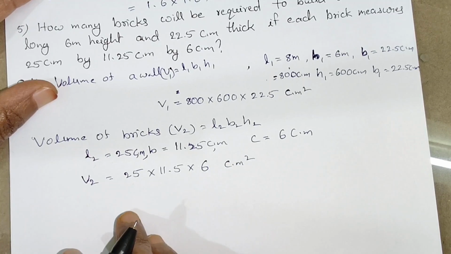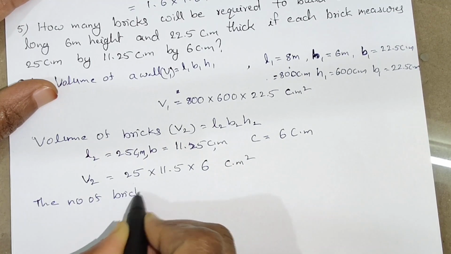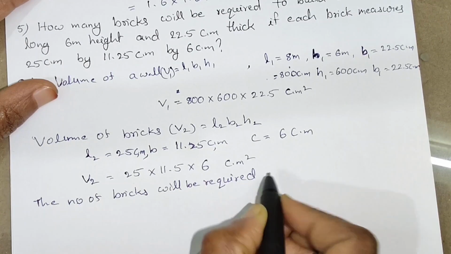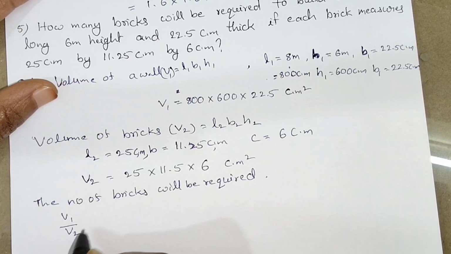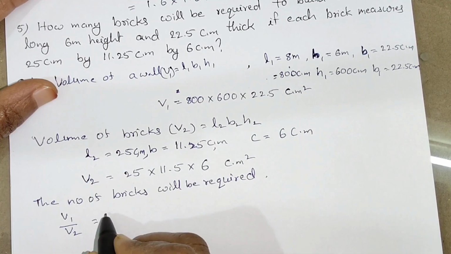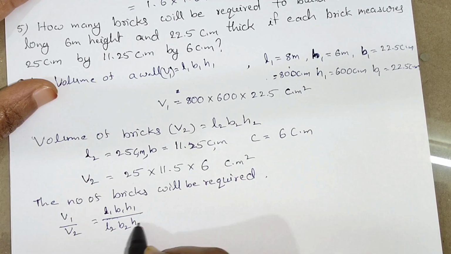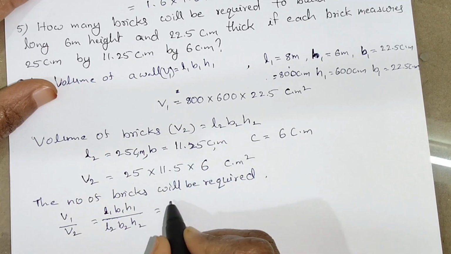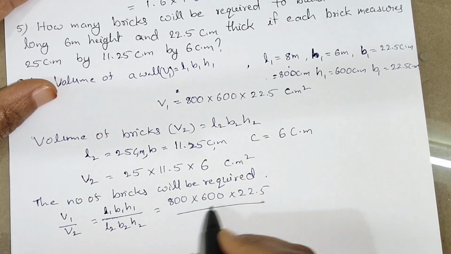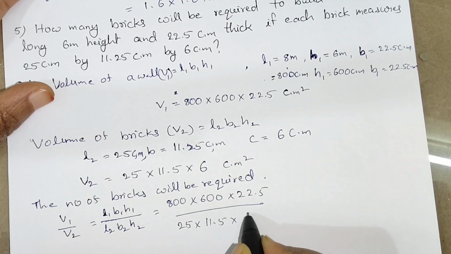So now the number of bricks required will be V1 by V2. Here V1 equals L1 B1 H1, and V2 equals L2 B2 H2. So V1 by V2 equals 800 into 600 into 22.5 divided by 25 into 11.25 into 6.